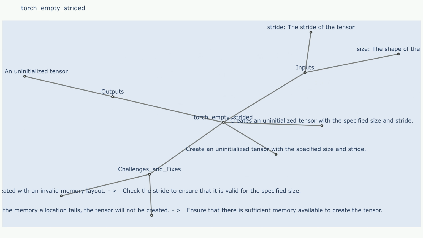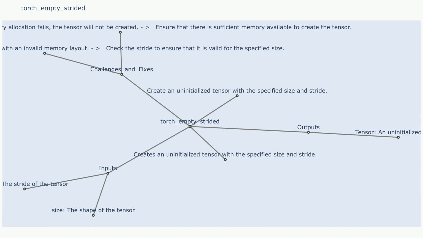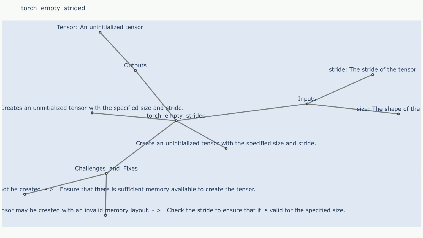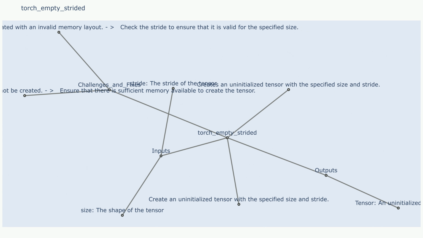Challenge 2: understanding the concept of strides can be challenging for beginners. Sample use case that resulted in challenge 2: it may be unclear how strides affect the memory layout of a tensor. Fixes to challenge 2: refer to the PyTorch documentation or tutorials on strided tensors to understand the concept and its implications.